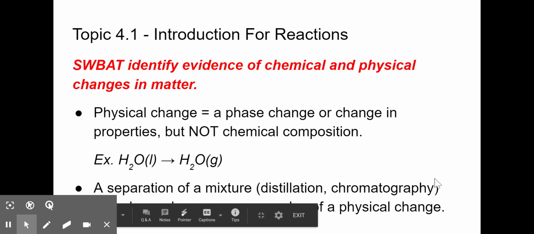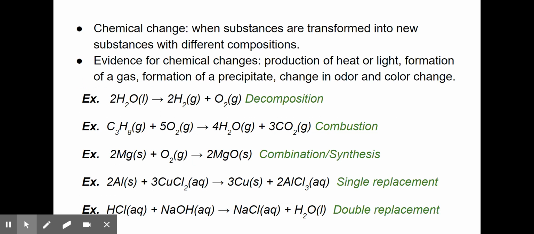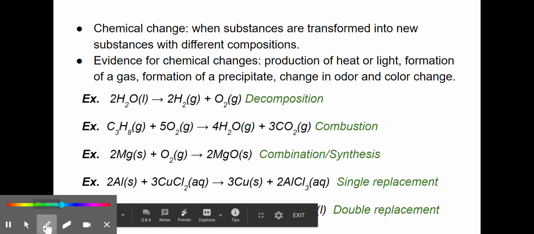So let's move on here. For a chemical change, you want to know that when substances are transformed into new substances with different compositions, we have chemical changes. Okay, and remember your evidences for chemical changes. This goes back to the beginning of your first year of chem, either a year or 2 years ago, but it's very basic stuff, but we've got to remember it.